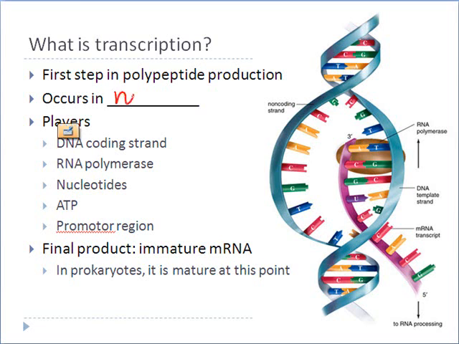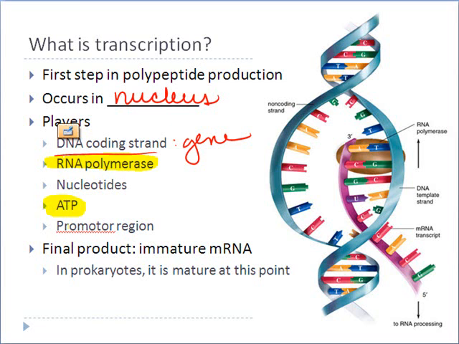Again, like I said, it occurs in the nucleus, and it involves a number of different molecules, including the DNA coding strand, the part we call the gene. We need an enzyme called RNA polymerase. RNA polymerase is responsible for making the RNA. We need free-floating nucleotides, free-floating A's, U's, G's, and C's that we can join together to make a messenger RNA strand. We need ATP to power all of this activity.